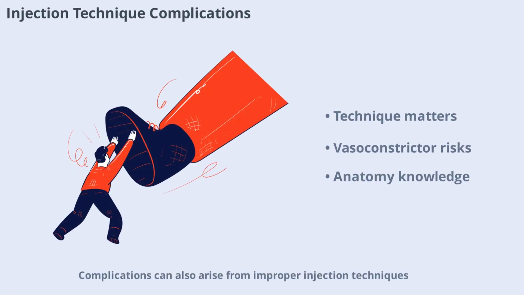Complications can also arise from improper injection techniques. For example, the use of vasoconstrictors like epinephrine can result in tissue ischemia and necrosis if not administered correctly. Proper technique, knowledge of anatomy, and careful selection of agents are essential to minimize these risks. Dental professionals must be vigilant and adhere to best practices to avoid such adverse outcomes.